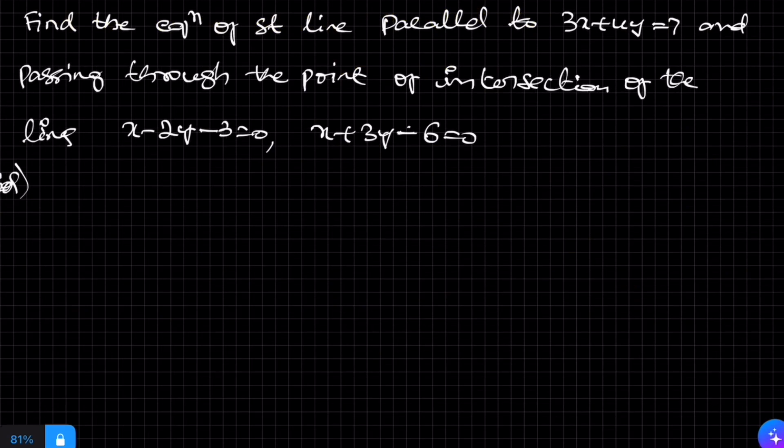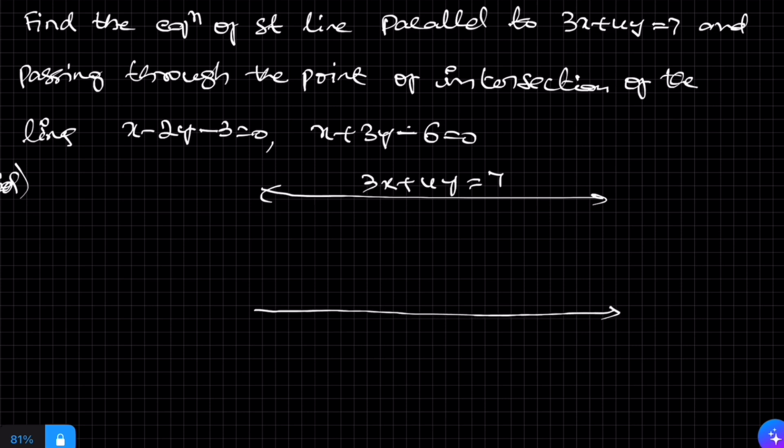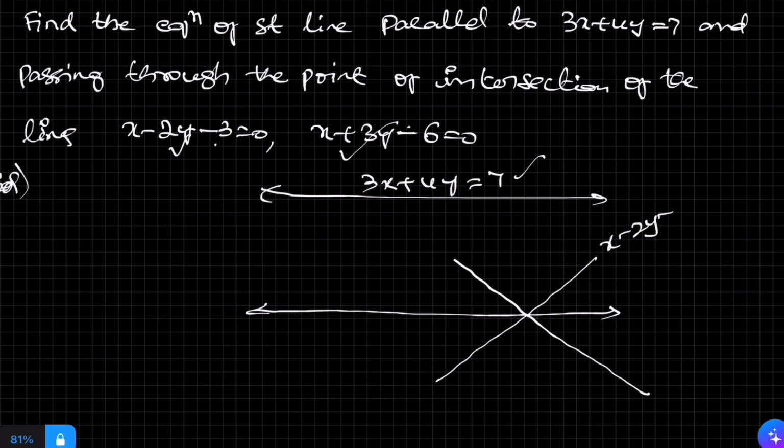In this question, we have a straight line 3x plus 4y equal to 7. And we need a straight line which is parallel to this line and passing through the point of intersection of two lines. The two lines are x minus 2y minus 3 equals 0 and x plus 3y minus 6 equals 0.